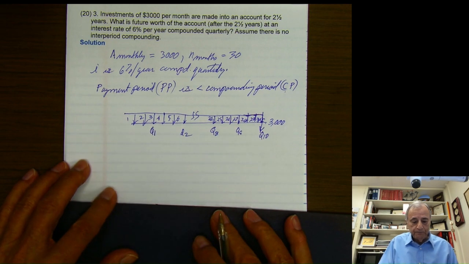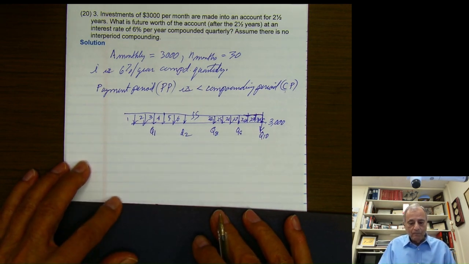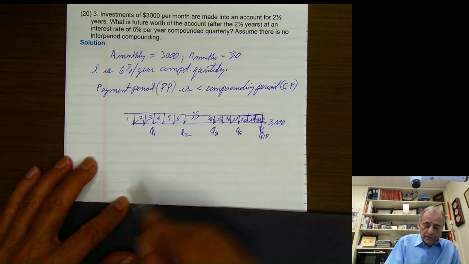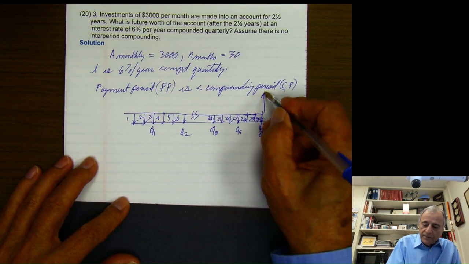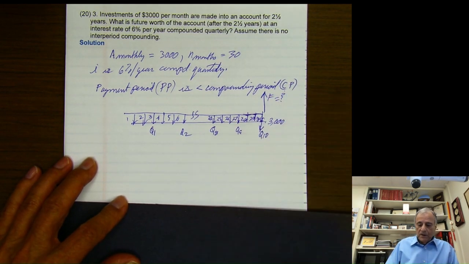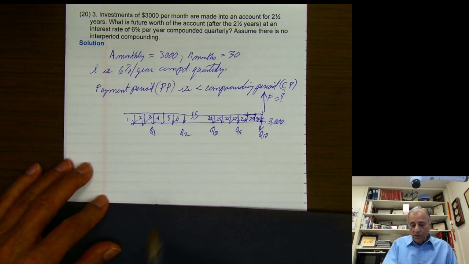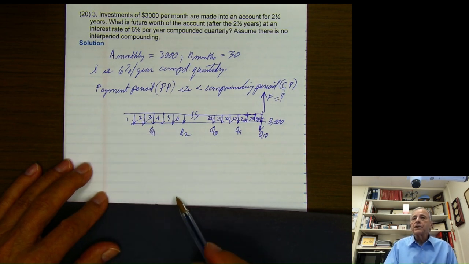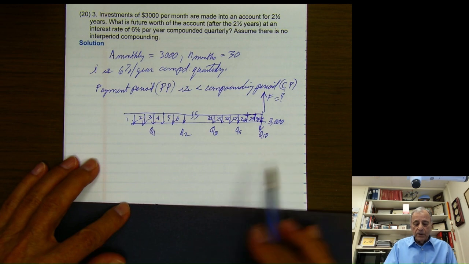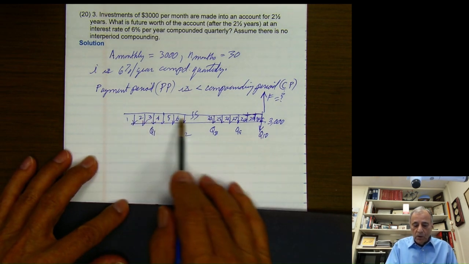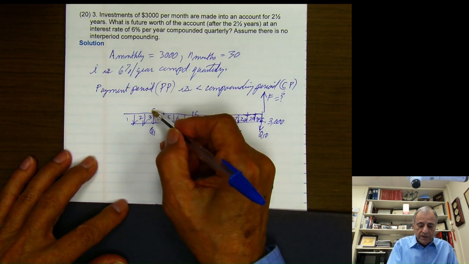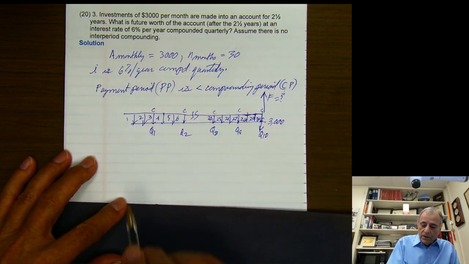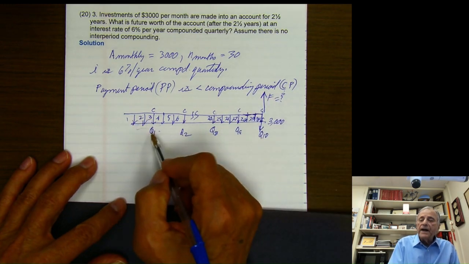Now, the question is, what is the future worth? So what would all this stuff add up to? Well, when we have a payment period less than the compounding period and the cash flow is negative, the author says move the cash flows that occur during a quarter to the end of the quarter before, because this is a compounding point, this one, this one, this one, and so on. So he says move these cash flows to the next compounding point.